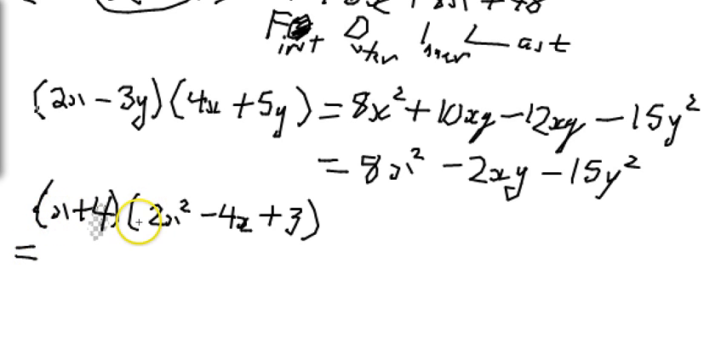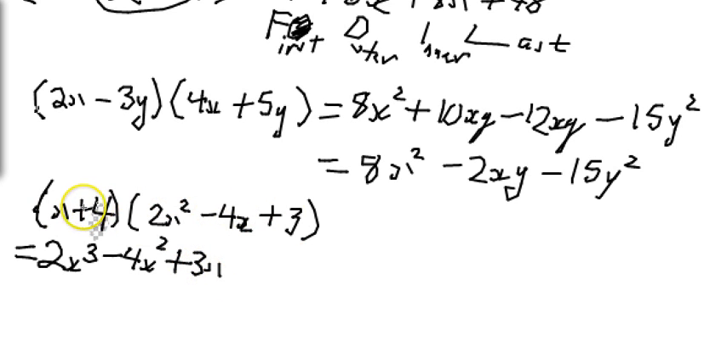So we're just going to go x times 2x squared is 2x cubed. Then x times negative 4x is minus 4x squared. Then we've got the x times the 3, giving us plus 3x. So this was the x times each of these.